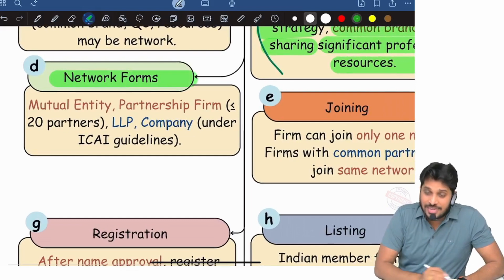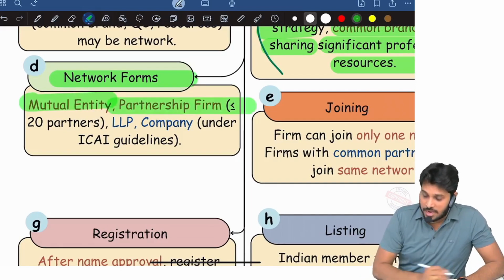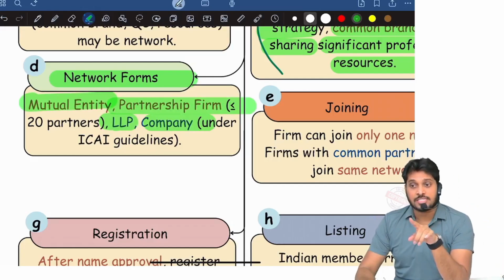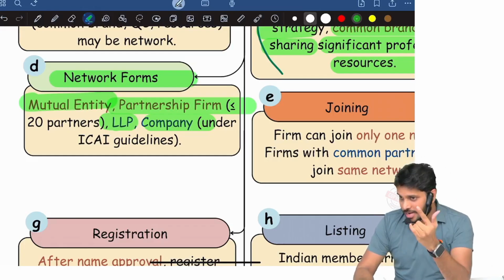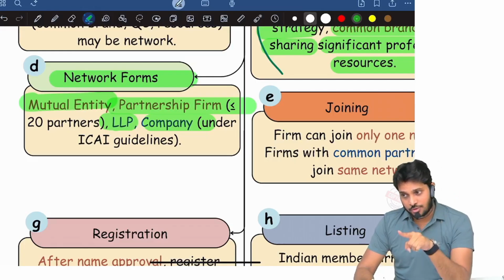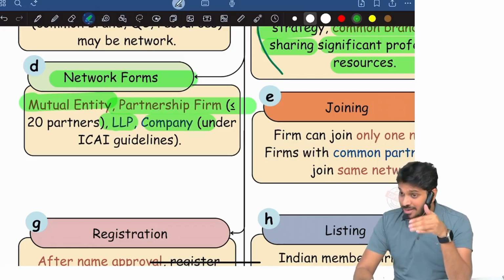So how can a network be incorporated? It can be incorporated as a mutual entity, a partnership firm, LLP, company, whatever. But remember, when you want to establish a firm to practice, it can only be a firm under the Partnership Act, or LLP, or it can be a sole proprietor. You cannot practice in the form of a corporate society. You cannot do it as a company. Yes or no? But a network can be a company.